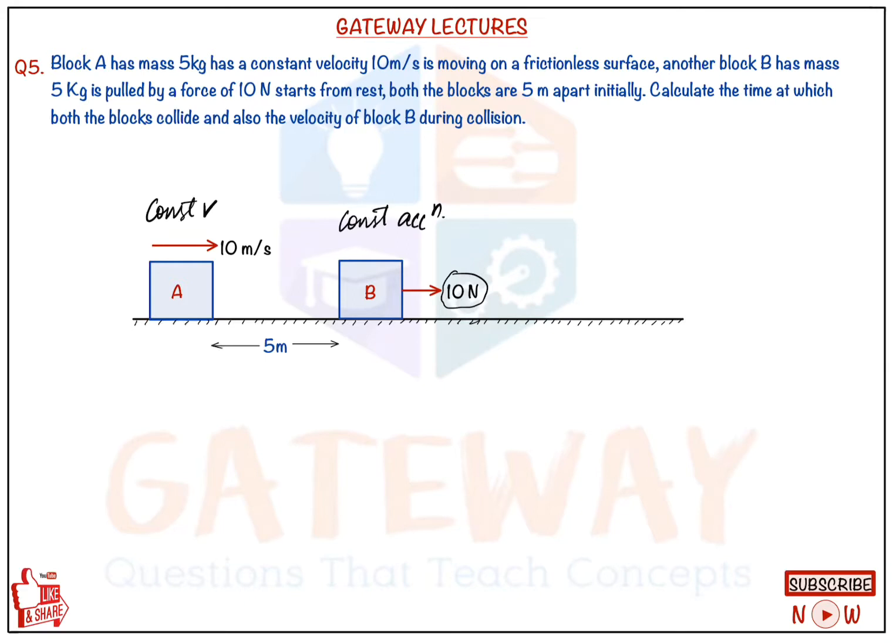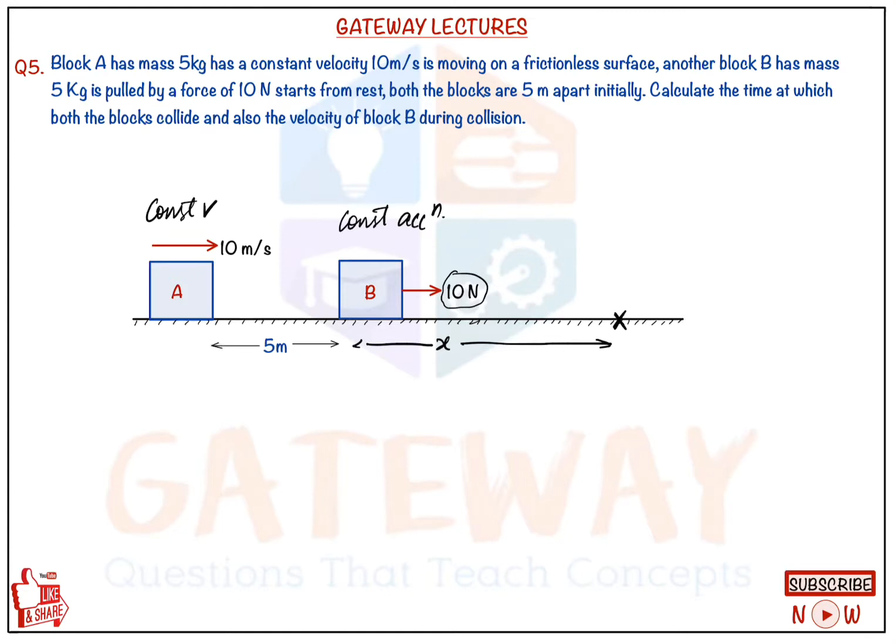This is a very simple question. For this we need to take one condition. If both blocks collide at a point somewhere here, they should travel for the same time to meet at that point. Block B should travel some distance x, whereas A should travel 5 plus x, so it should cover the 5 meters and also the x distance. So time will be the equal constraint, and we will equate the times TA and TB.